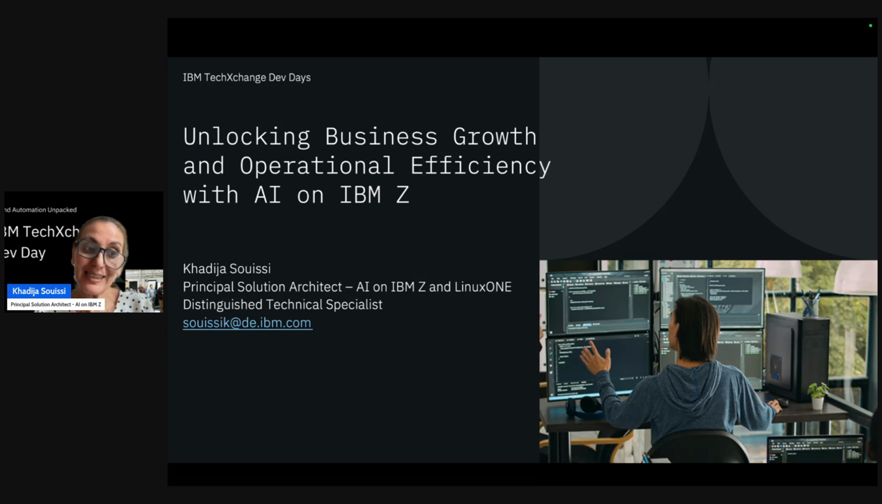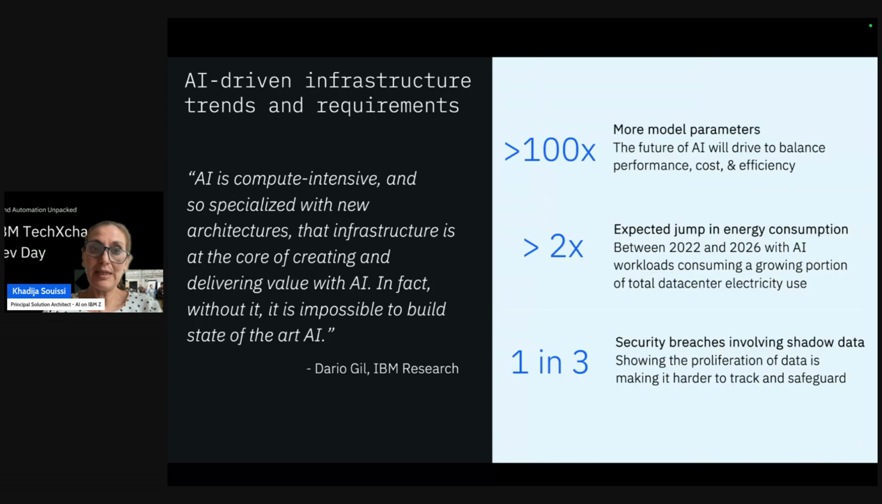My name is Khadija Souissi. I am Principal Solution Architect responsible for AI on IBM Z and LinuxONE. And today, I would really like to introduce you to why we are providing AI capabilities on IBM Z, what you can do with AI on IBM Z, and what kind of technologies we are offering on this platform in order to make AI happen.